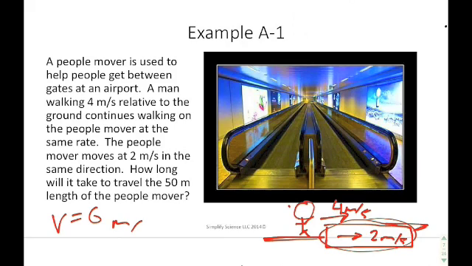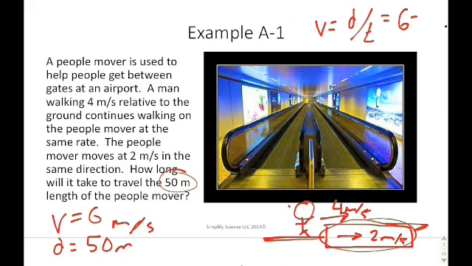And when you have an overall velocity of 6 meters per second, now you've got a distance. Your distance is 50 meters. Well, this is just a basic velocity equals displacement over time, or 6 equals 50 divided by t. Now when you do this, you would switch those two values and you would get 50 divided by 6, and when you do that you get about 8.33 seconds.